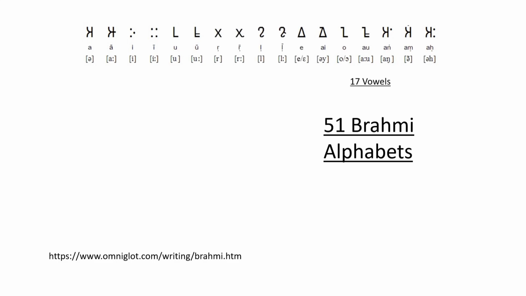So it has 17 vowels: a, i, u, ru, ru, a. It doesn't have the Mahaprana a, i, o. It doesn't have the Mahaprana o, au, an, a. So these are the 17 vowels.